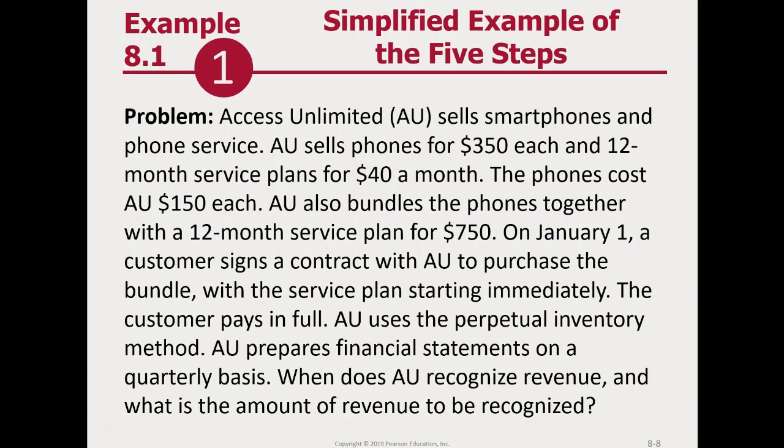So just getting a general overview of what's going on, we have the cellular company that sells the smartphones, each for $350. The 12-month service plan is $40 a month. That comes out to $480. Well, if you bundle the two, you get the service and the phone for $750. Okay, so what we're going to do is just talk about how this contract goes through the 5 steps.